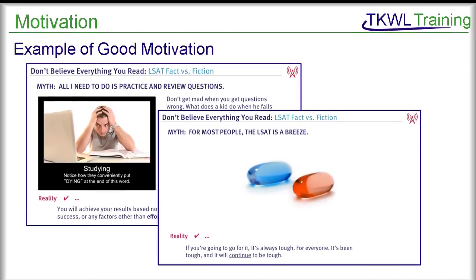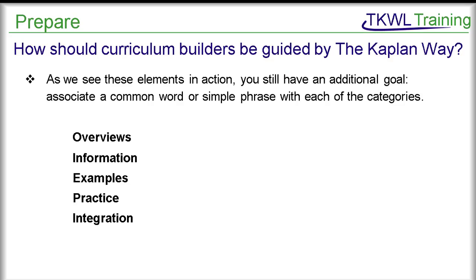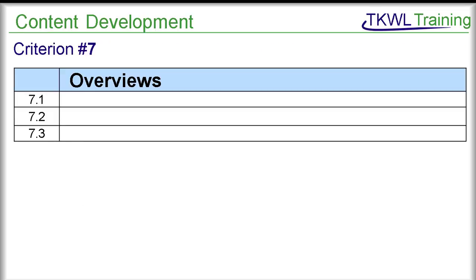No one ever finds the LSAT a walk in the park, but it can be made more manageable if we prep for it, not as an obstacle placed in our way. Now, let's jump in with the 5 categories that content developers must be guided by. As we go through these, remember, you have an additional task. Try to associate a common example or phrase with each of the subcategories as we review the 5 main categories.